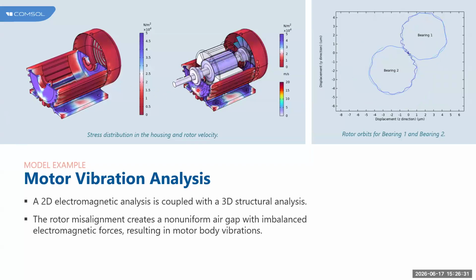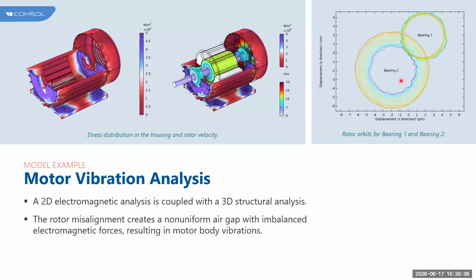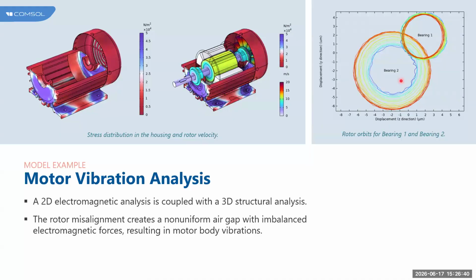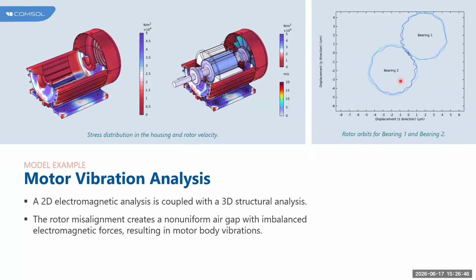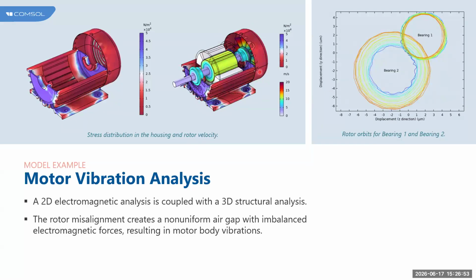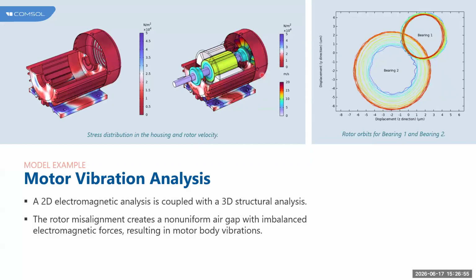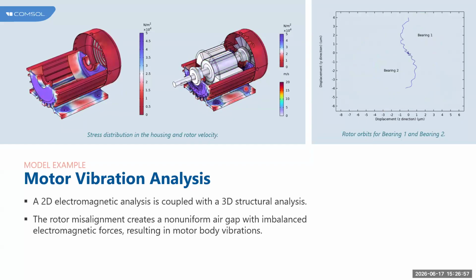The key outputs that we evaluate here are the stress distribution in the housing and the rotor orbit in the bearings, which feed directly into the bearing fatigue life calculations. Noise, vibration, and harshness (NVH) predictions can also be further assessed. The structural acceleration in this casing can be used as the source to assess the radiated noise from the device.